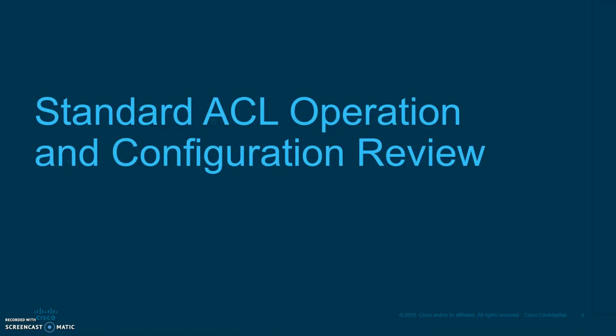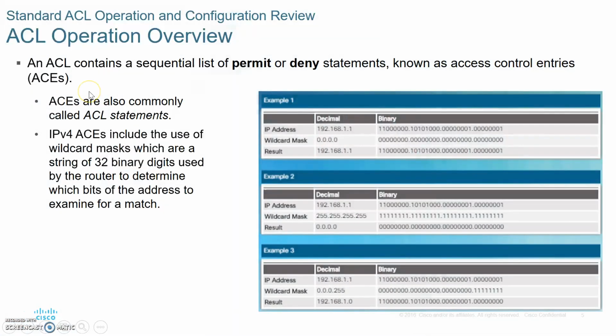Okay, Standard ACL. We are going to review what we have learned in Chapter 7 on Standard ACL. If you remember in Chapter 7, we mentioned that an ACL consists of a sequential list of permit or deny statements, and the order of the list is important. These statements are also known as ACE, Access Control Entries.